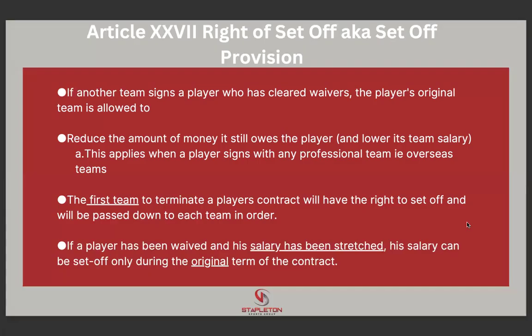And that may not make sense right now, but when we look at the stretch, you'll see that it may be a 3-year contract or 3 years remaining on the contract, but the team may have 7 years of paying that player back. And so what this bullet is saying is that the set off can only be done in the first 3 years, not the additional 4 years that were given based off the stretch provision.